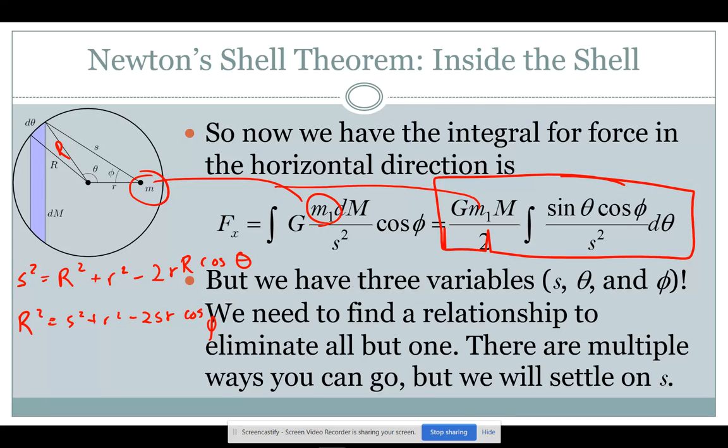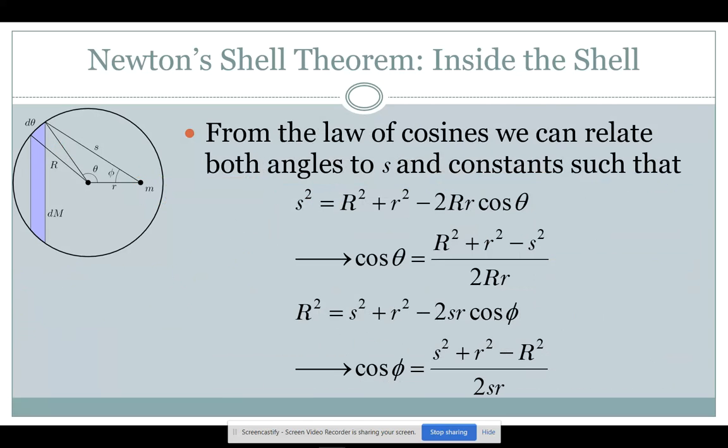So we have those two equations by using the law of cosines. I'm going to solve each one of these for cosine. I'm going to go to the next slide where I've already done the work. Solving the first one for cosine theta, we get R squared plus r squared minus s squared over 2Rr. Obviously, capital and lowercase matters. And for cosine phi, s squared plus r squared minus capital R squared over 2sr.